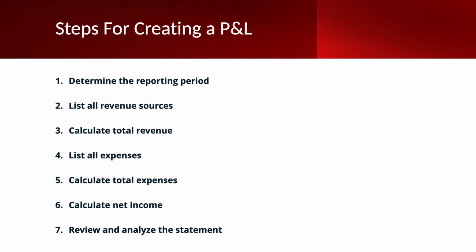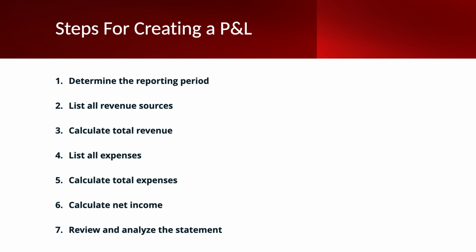Now, there is a template for your profit and loss statement that's included. That is a Google Sheet. However, here are the steps for creating a profit and loss statement. So the first is going to be determining your reporting period. And that is going to be either the month, the quarter, or a year, depending on your needs of the business. The next step is to list all sources of the revenue for the reporting period. This could be sales revenue, interest income, and all other types of income.